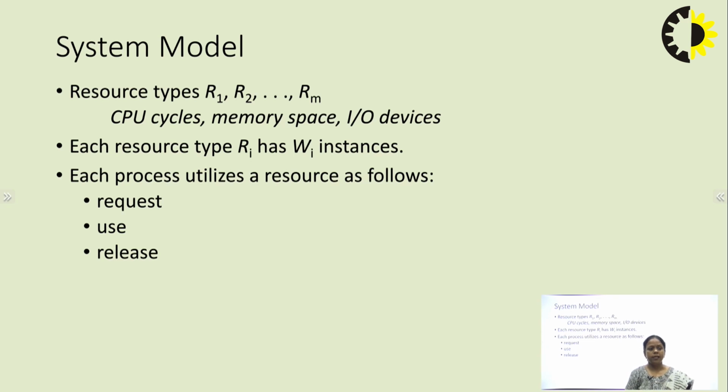Now, next is how each process utilizes resources. We have three states of the resources. First is the request, when a process requests a resource. Second, it will get the resource and the process will use the resource. And the third state is the release state, where the process will release the resource. Fine.